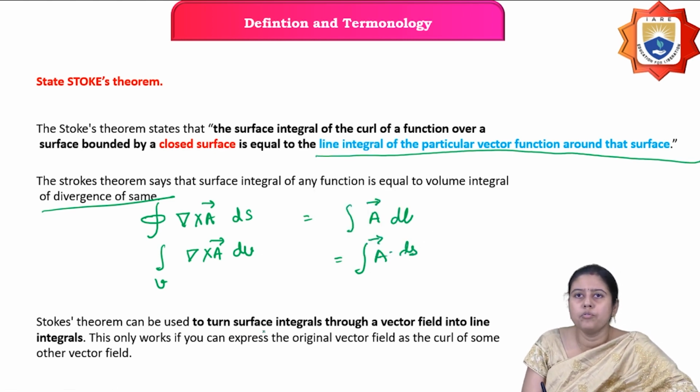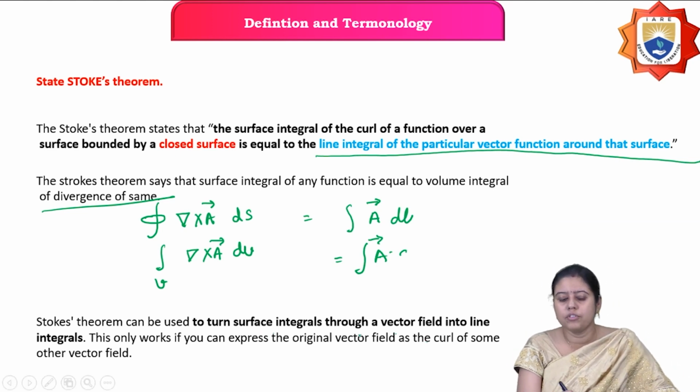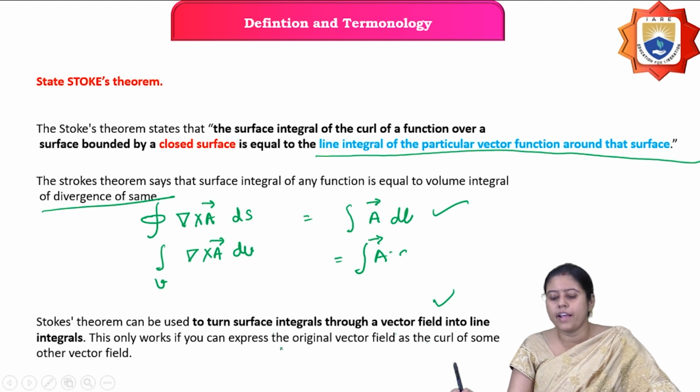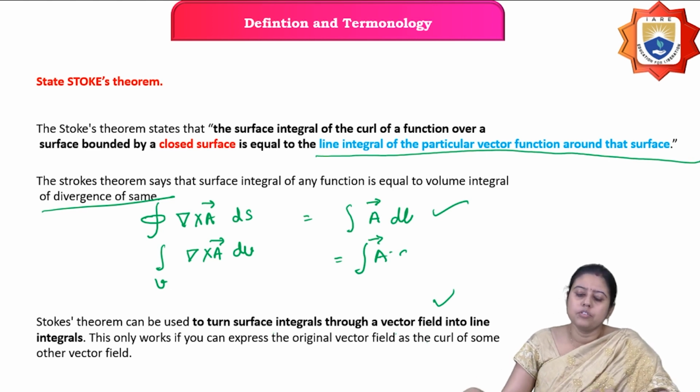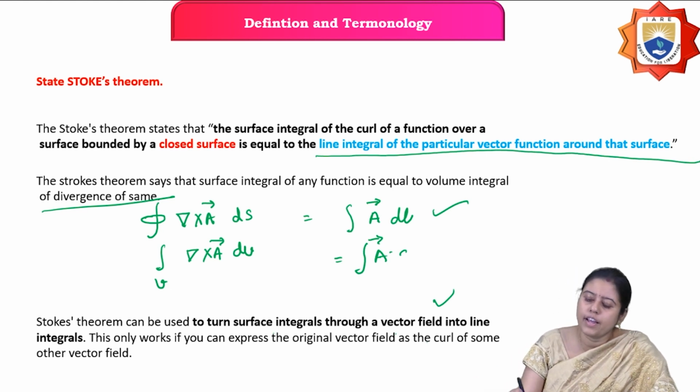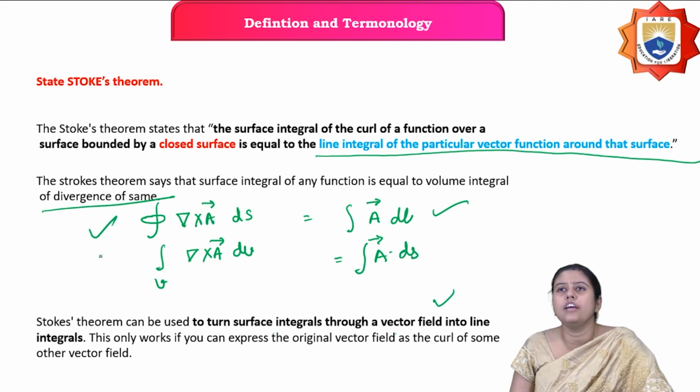Stokes theorem can be used to turn a surface integral through a vector field into a line integral. This only works if you can express the original vector field as the curl of some other vector. If we use the curl vector only, we can use the Stokes theorem.